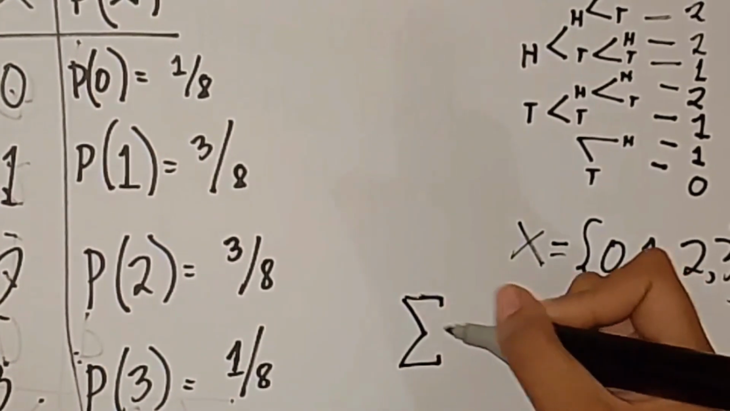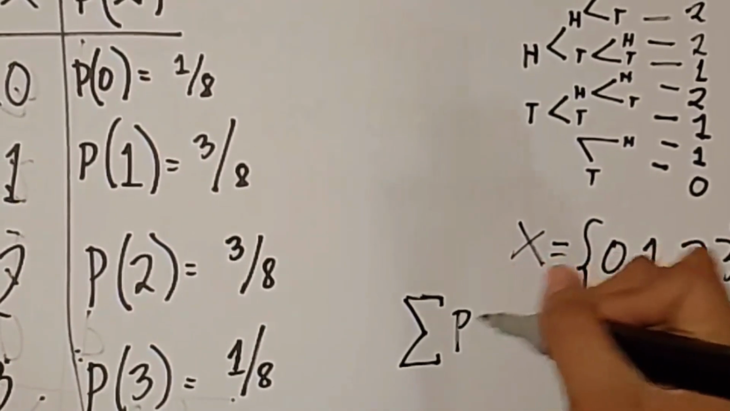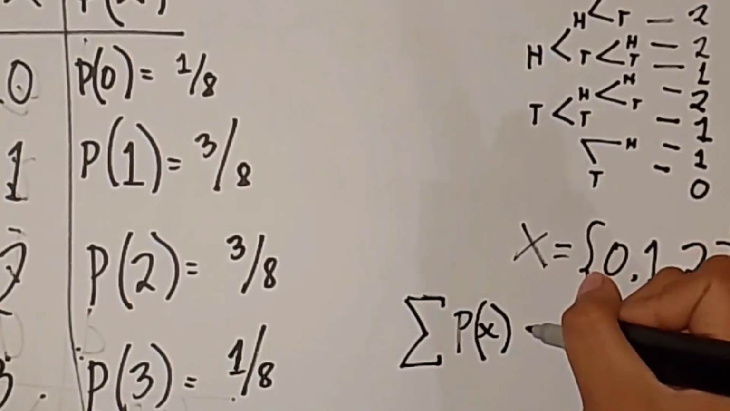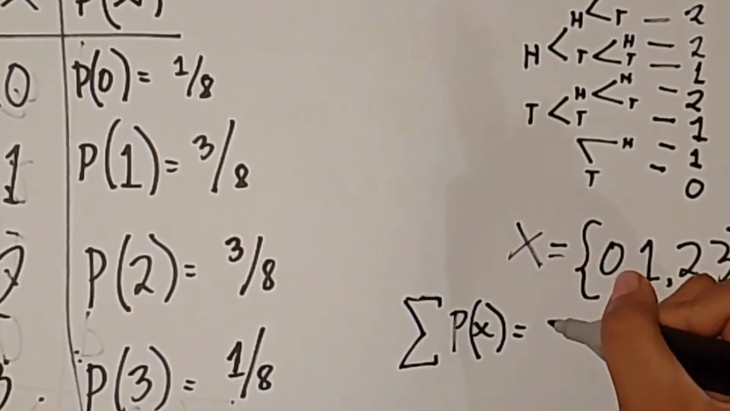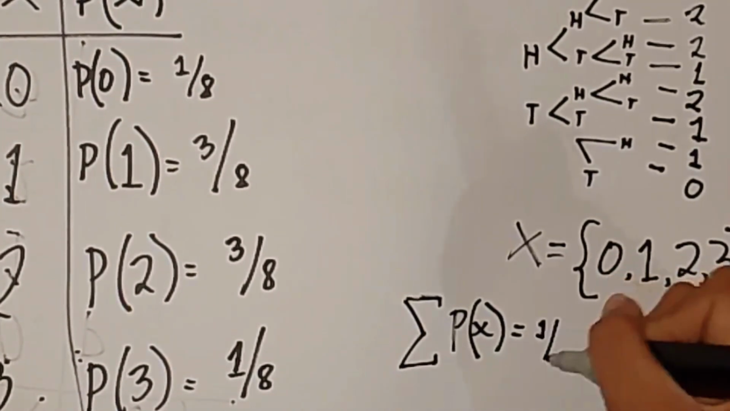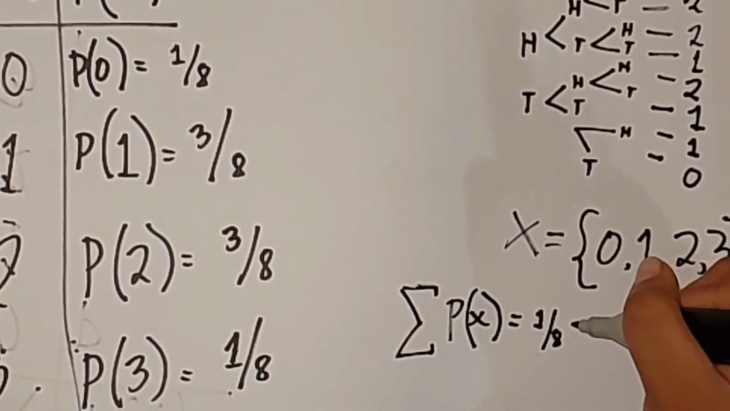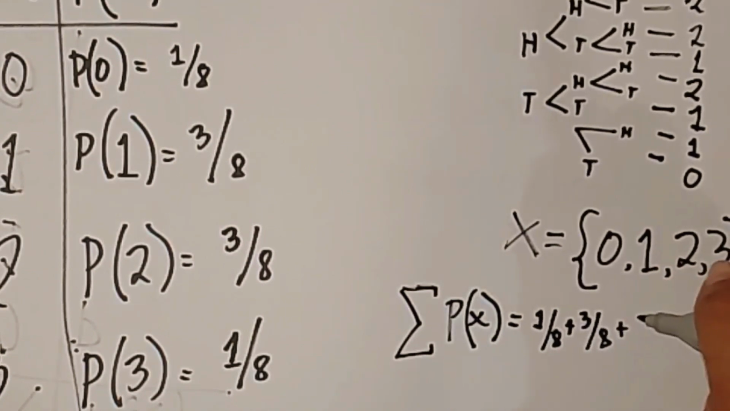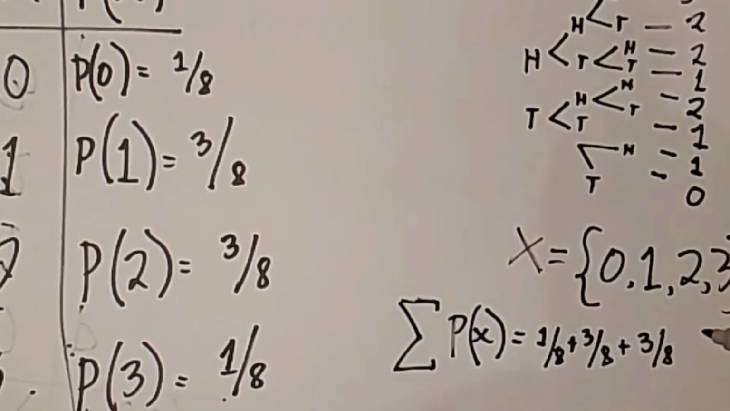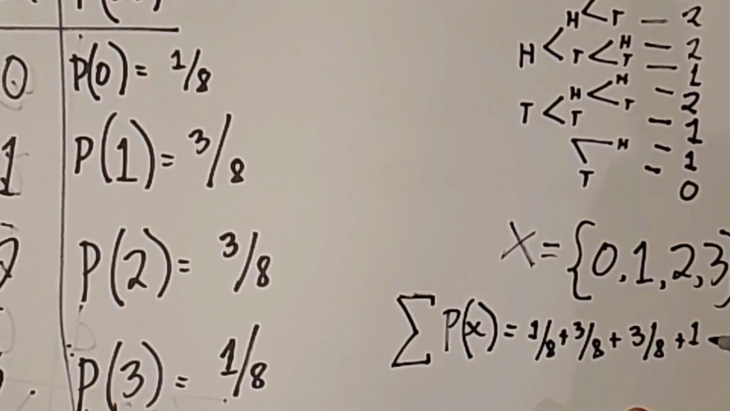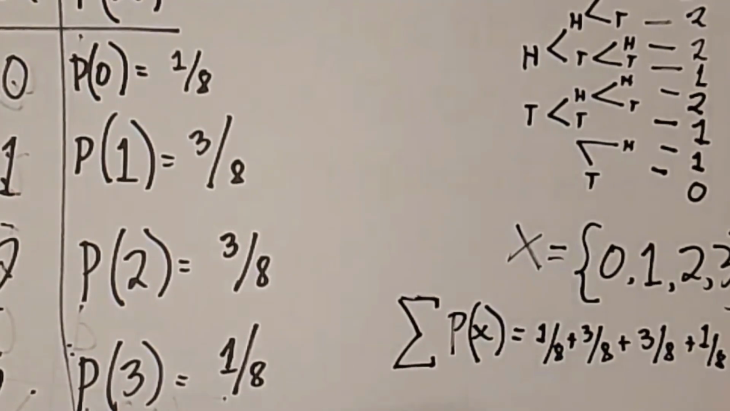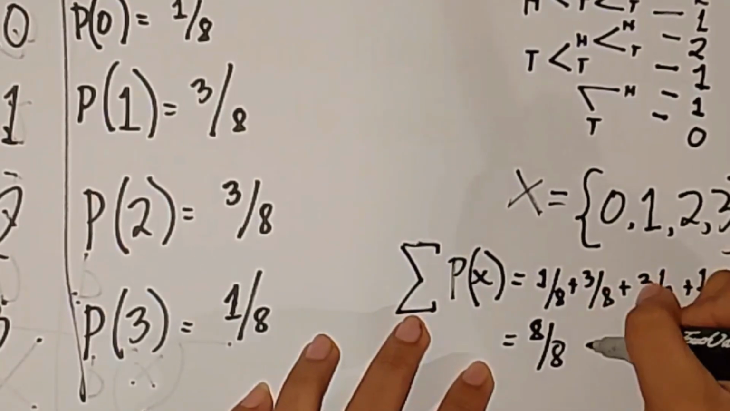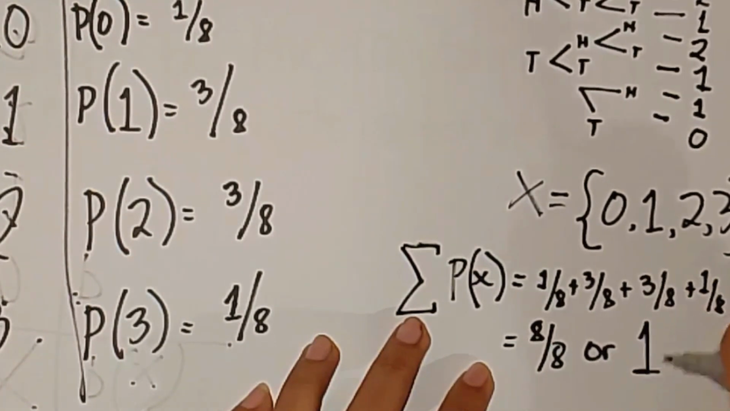So, the summation of x is equal to 1 over 8 plus 3 over 8 plus 3 over 8 plus 1 over 8, which is equal to 8 over 8 or 1.